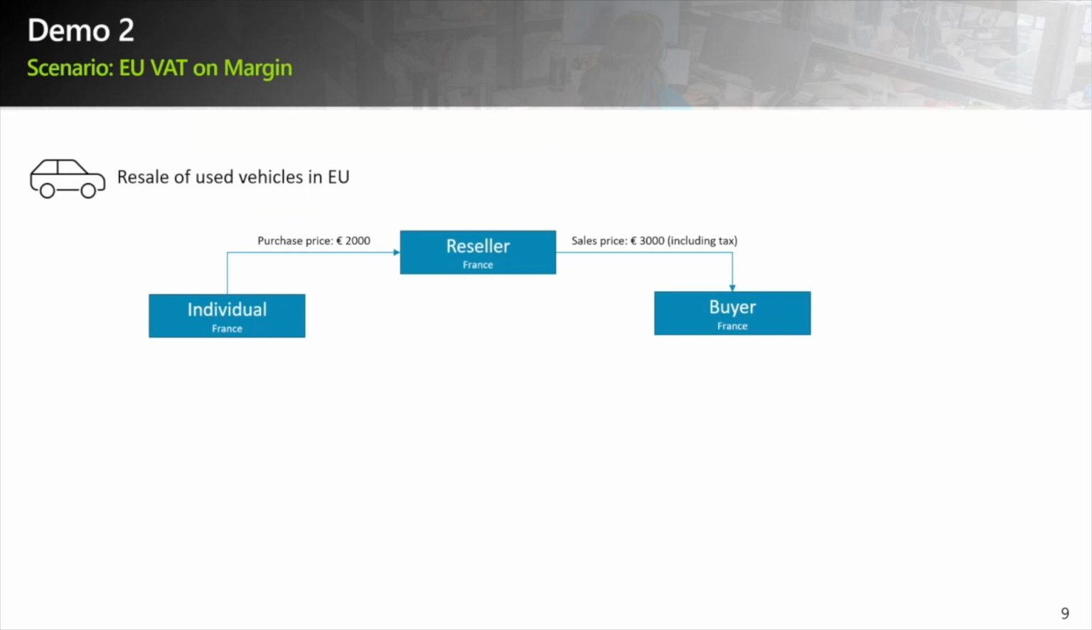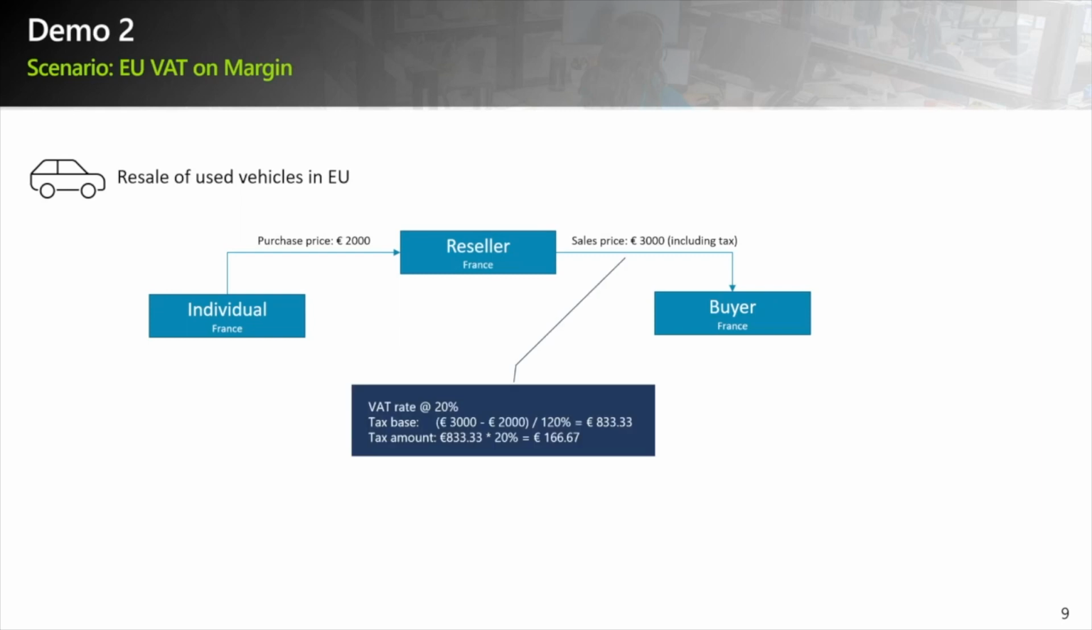So next, I'll demonstrate the enhanced capability of tax calculation service for special tax regions. Like in this case, in an EU member country, for instance here in France, car dealers can be taxed on the VAT margin when reselling used vehicles. Unlike the general VAT region, in which VAT is calculated on the total sales price, VAT on margin calculates VAT on the difference between the sales price and the purchase price.